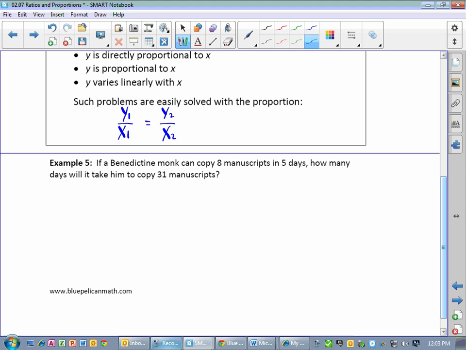Okay, so example 5. Ed, would you read example 5 for us nice and loud, please? Benedictine monk can copy 8 manuscripts in 5 days. How many days will it take him to copy 31 manuscripts?